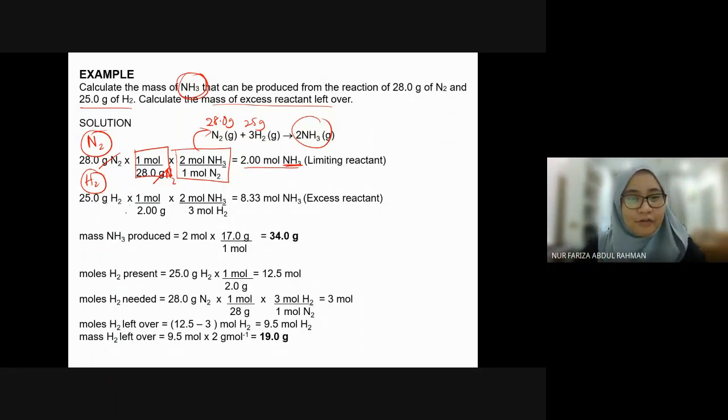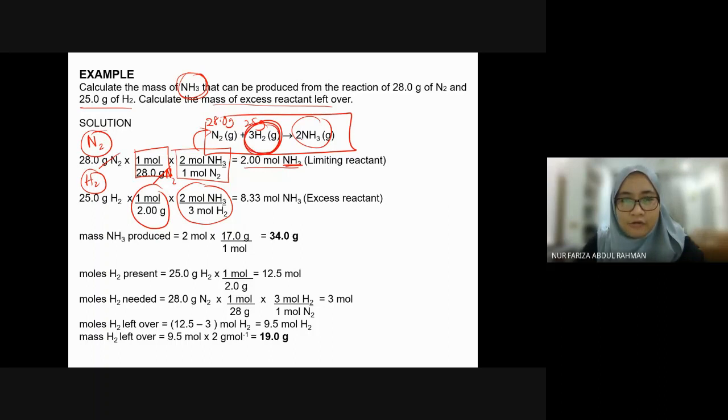Okay. 25 gram. Okay. This is for hydrogen. So this is the part where we convert into mole, and then this is the part, the stoichiometry part that we get from the balance equation. Okay, from the balance equation, 3 mole of hydrogen. Betul tak? 3 mole of hydrogen will produce 2 mole of ammonia. Okay, alright. So this is the mole of ammonia that can be produced from this amount of hydrogen. Okay, alright.